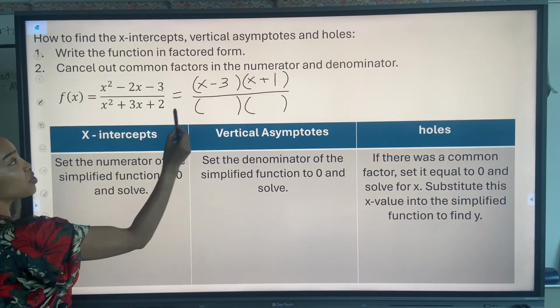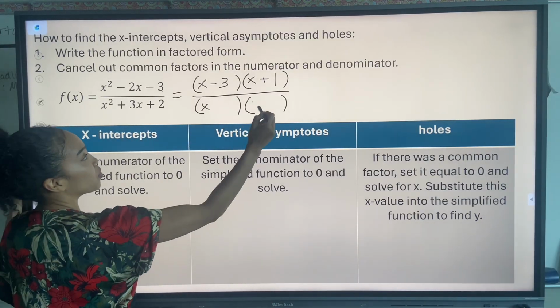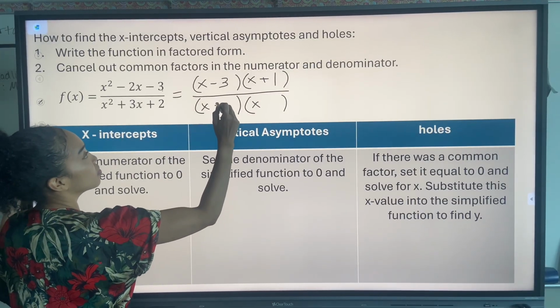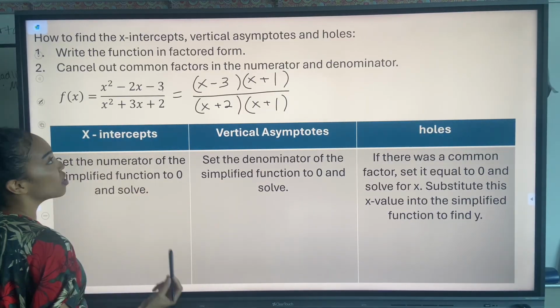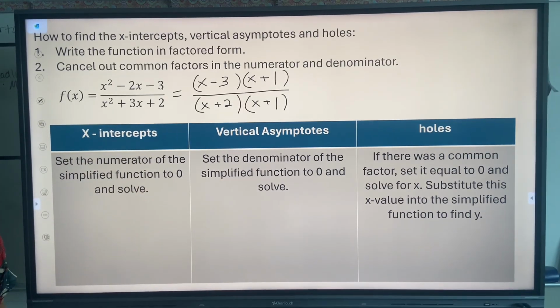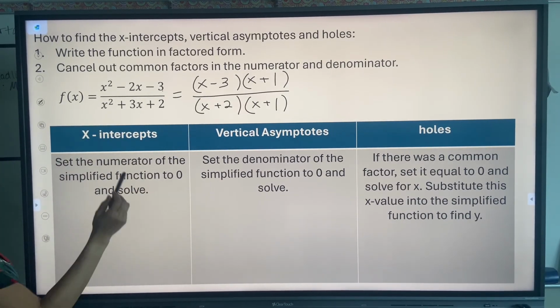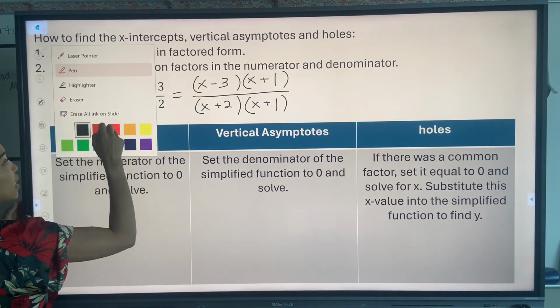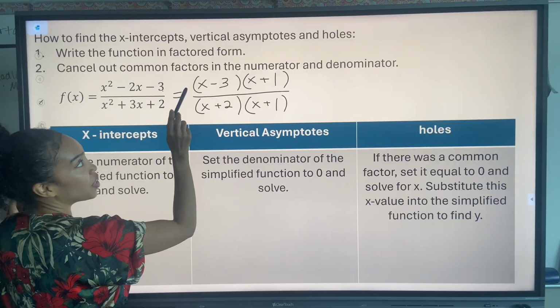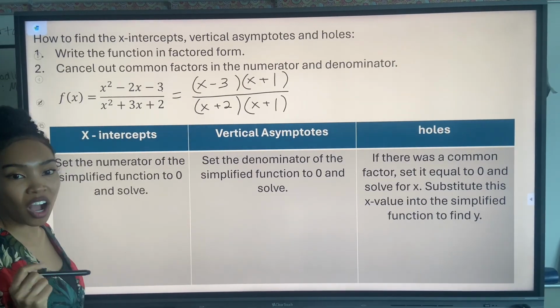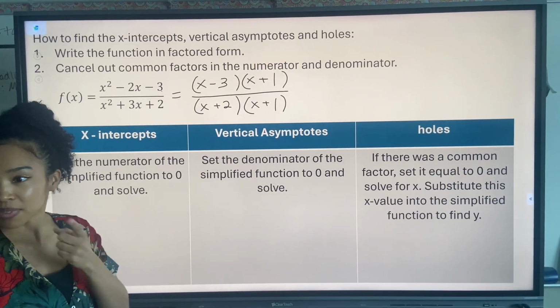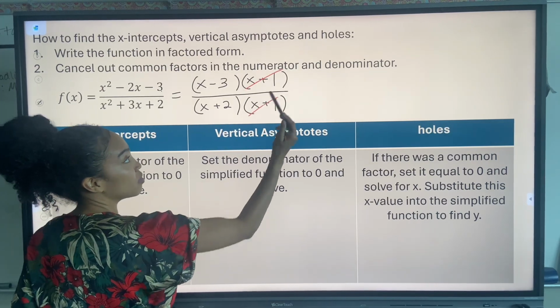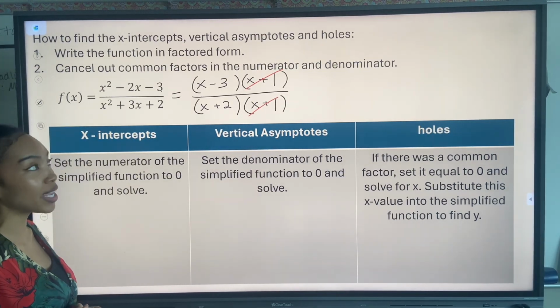Okay, what about two numbers that multiply to 2 and add to 3? x plus 1, x plus 2. Perfect. Okay, so guys, this is your factored form. Now let's go about trying to find the x-intercepts, the vertical asymptotes, and the holes. Do you guys see what the numerator and the denominator both have in common so that we can cancel it out? Exactly. The x plus 1, they both have that in common, so we'll cancel that out.